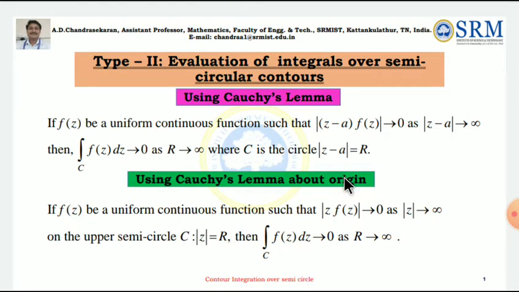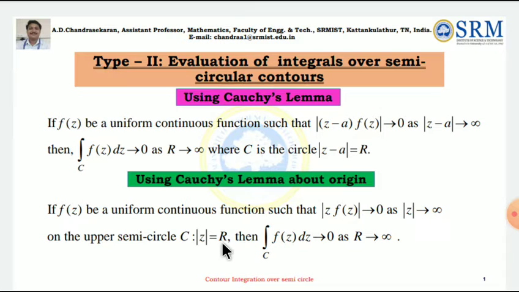Now we are going to consider the center as the origin, so the above Cauchy's lemma about the origin becomes this. The center is now the origin, so the circle becomes mod z is equal to r. What is r? R is the radius. Got it? And my circle C now becomes the upper semicircle only. Let us see.